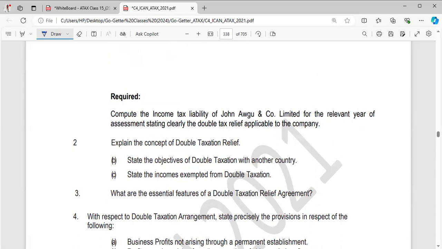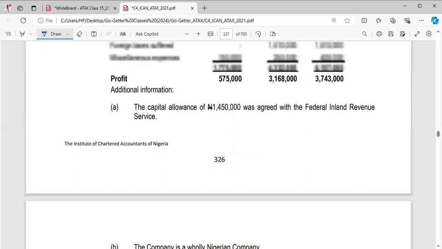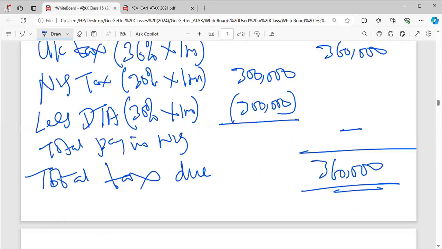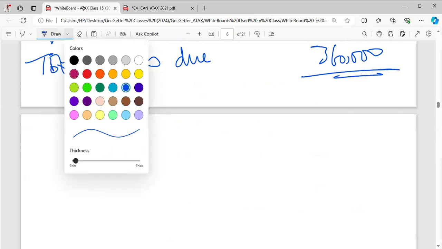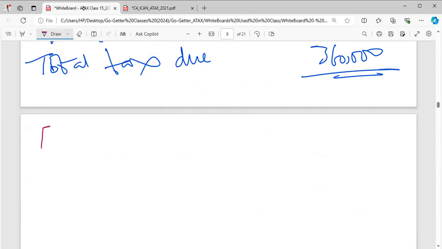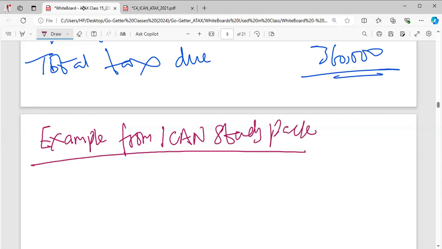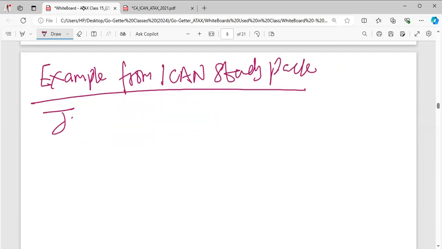So let's do that. Example from the I can study pack, of and co limited.